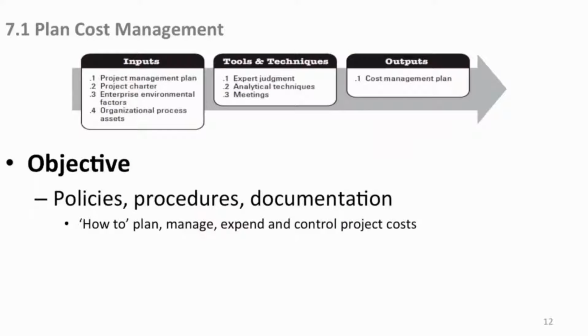Plan and estimate the costs. So the objective of planning our cost management is policies, procedures, documentation, everything we need to do that is in our plan. We reference in there how we are going to plan, manage, and expend the funds and then control the costs. All part of the cost management plan.